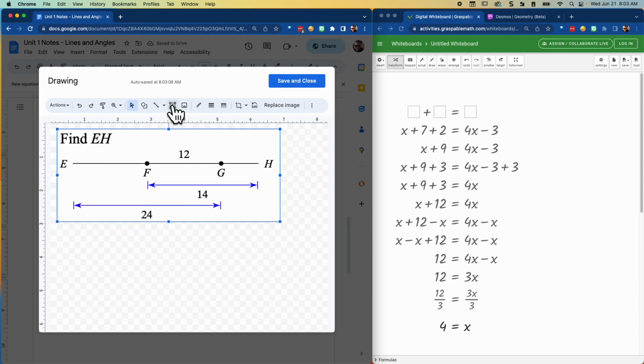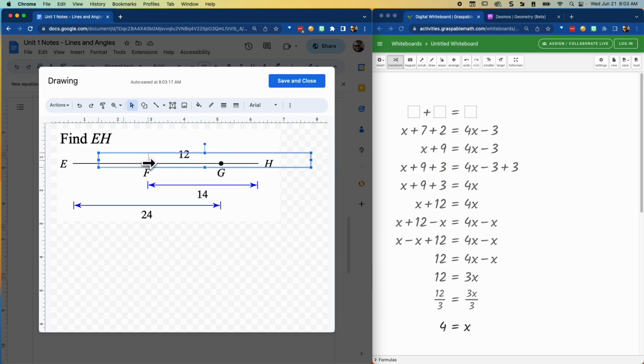But now I look at this and I can say, all right, I know that if it's 24 from E to G and F to G is 12, that means that from E to F is also 12. So I'll put a 12 there. And I got 12, 12. And then I'm looking at this FH part here, and from F to H is 14, but from F to G is 12. So that means this piece here is going to be 12 plus something equals 14. So I'm going to add a text box here. And we'll say that that is 2, because 12 plus 2 equals 14.